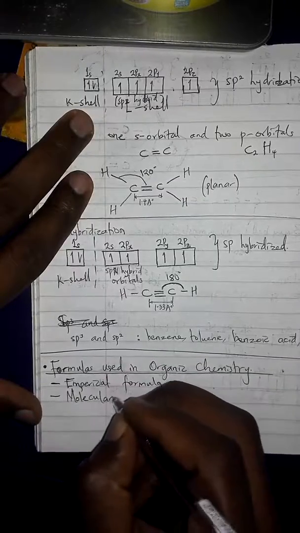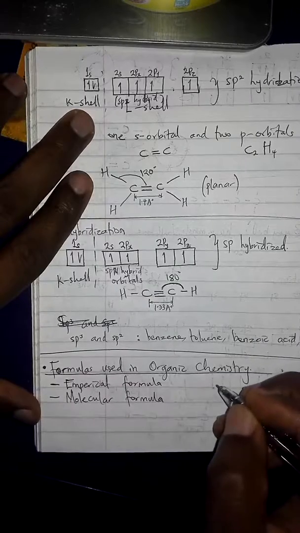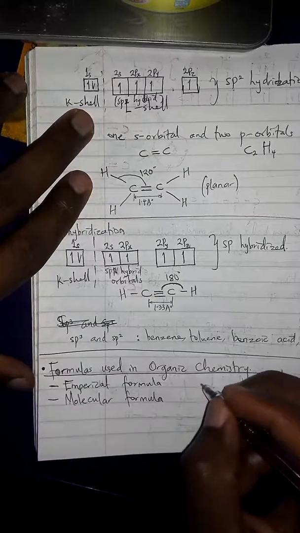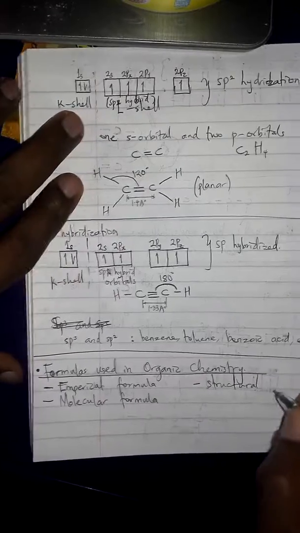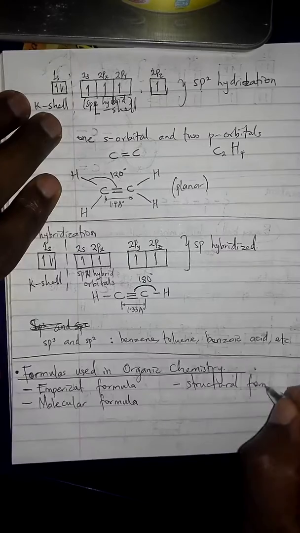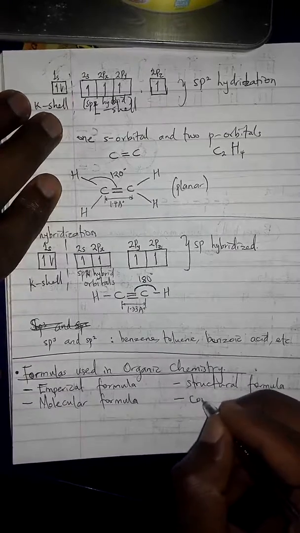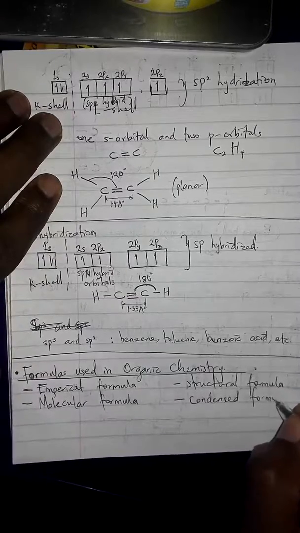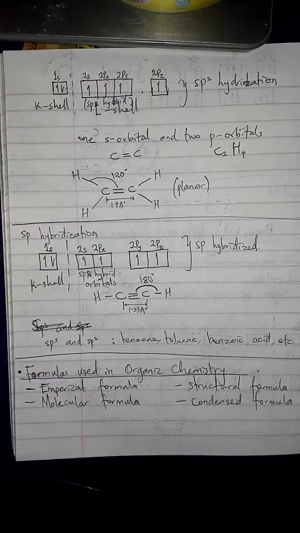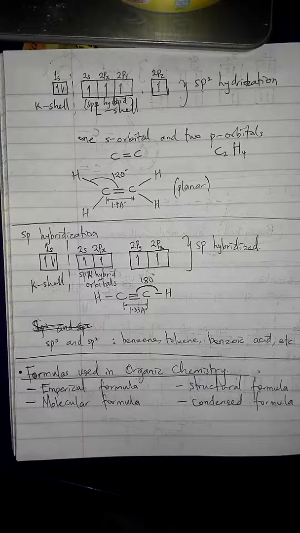Another one is the molecular formula. We're going to concern ourselves with the molecular formula. Another one is the structural formula. Then we have what we call the condensed formula. So what do these things mean? We're going to be talking about them one after the other.